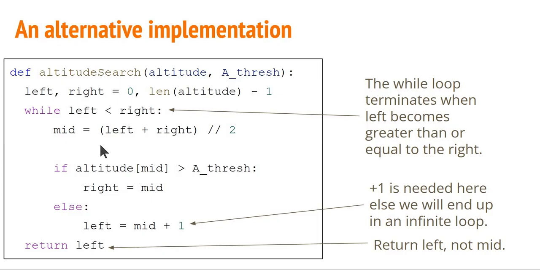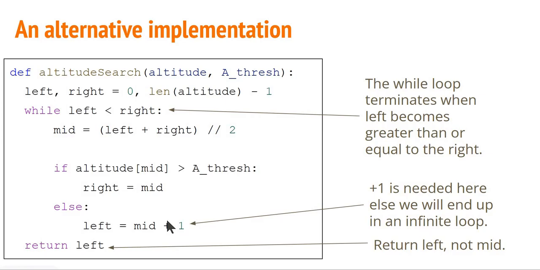So this is something interesting. Mid is, of course, left plus right, floor division 2. This is what we do, and this is logical. Now, if I find that my altitude at the mid value, remember, always check at mid, is more than the threshold, I know that I need to be searching towards the left. So what I do is bring my right equal to mid, else I move left to mid plus 1.